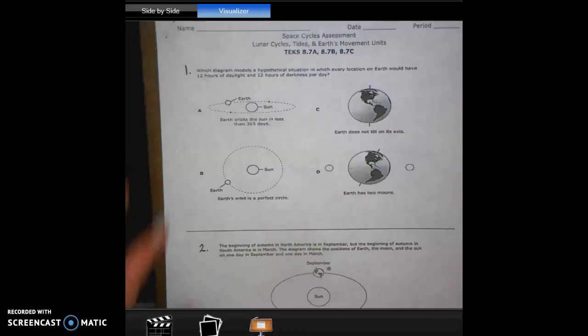Okay, guys, so this is our space cycles assessment, which includes lunar cycles, tides, and Earth movements, which also includes space seasons and day and night. We're going to be doing our corrections.